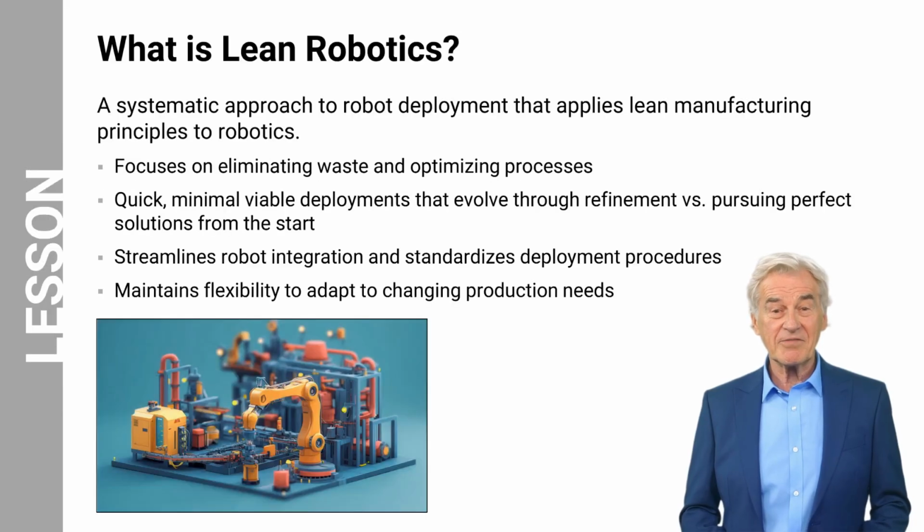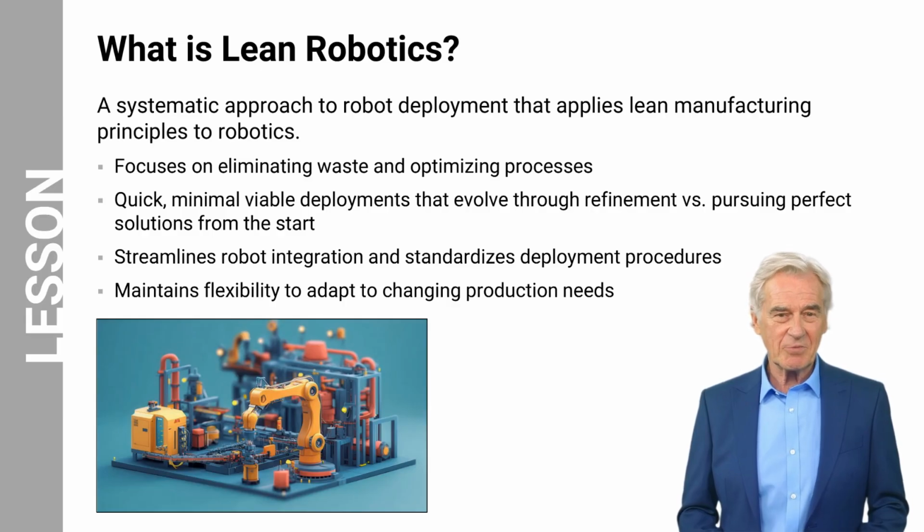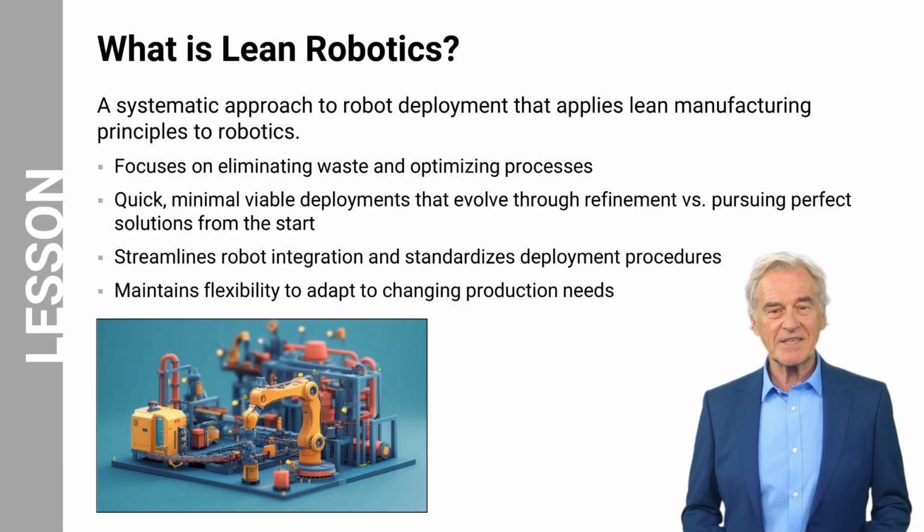Let us start by defining lean robotics. Lean robotics is a systematic approach to robot deployment that applies lean manufacturing principles to robotics. It focuses on eliminating waste and optimizing processes. This methodology emphasizes quick, minimal, viable deployments that evolve through refinement rather than pursuing perfect solutions from the start. Lean robotics streamlines robot integration and standardizes deployment procedures. It maintains flexibility to adapt to changing production needs.